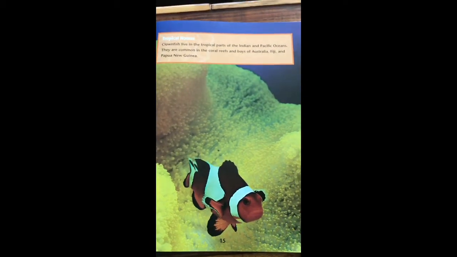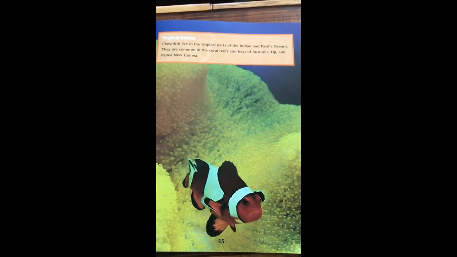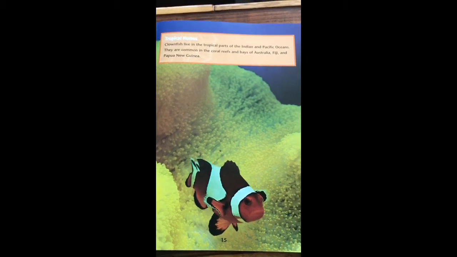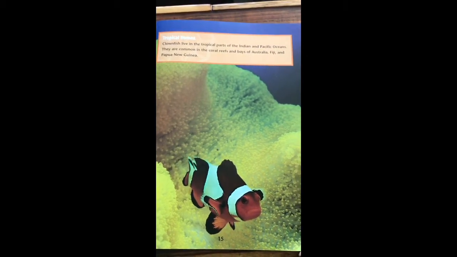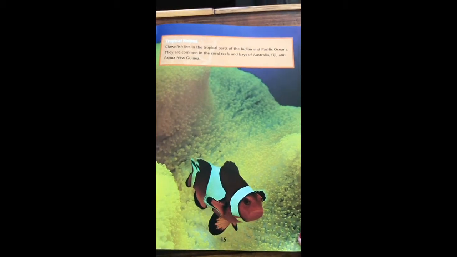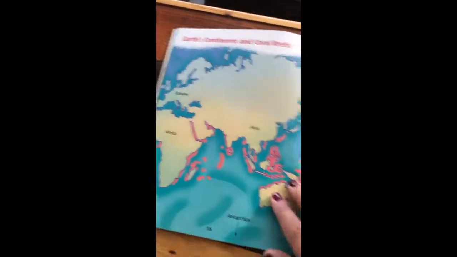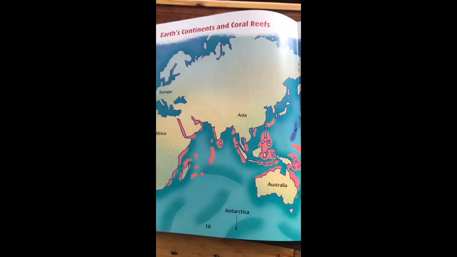Tropical homes. Clownfish live in the tropical parts of the Indian and Pacific Oceans. They are common in the coral reefs and bays of Australia, Fiji, and Papua New Guinea. Earth's continents and coral reefs.